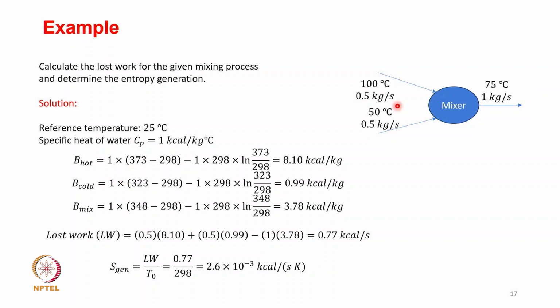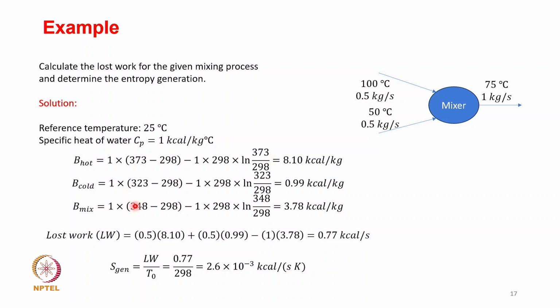So, again B hot would be equal to, so we need to have a reference temperature of 25 degrees C, and the specific heat of water is 1 kilocalorie per kilogram centigrade. B hot is equal to 1 times 373 minus 298, fine, minus of course 1 times 298 ln 373 by 298, right.